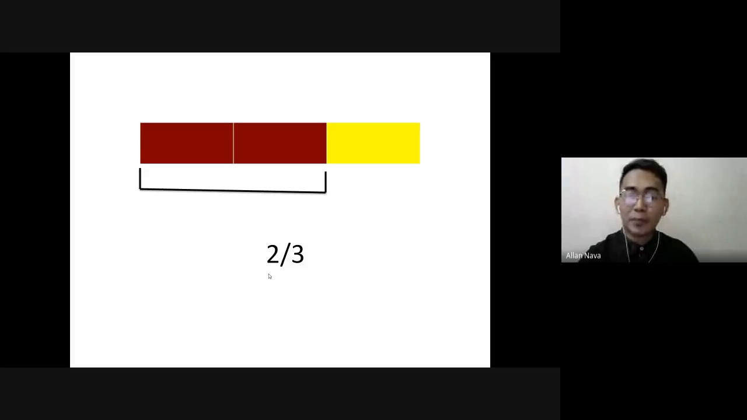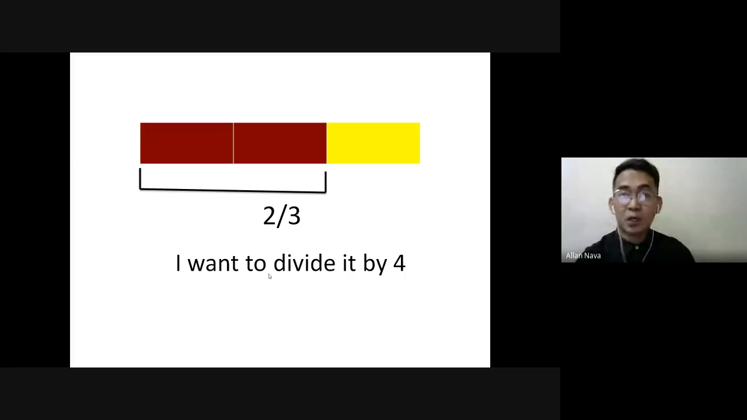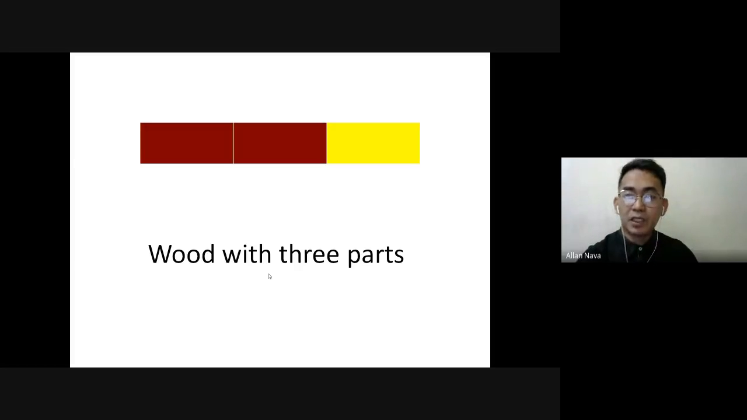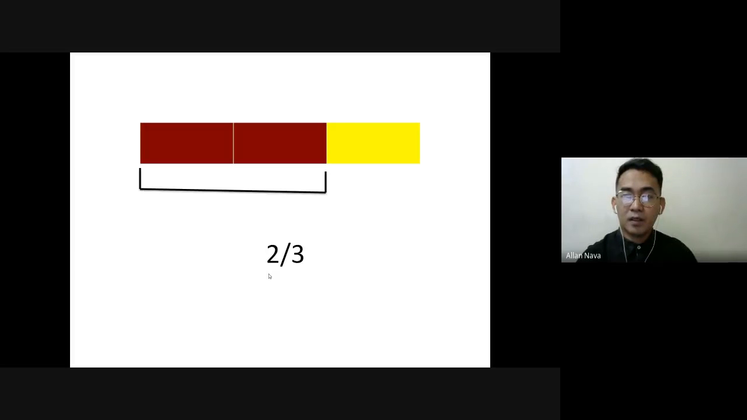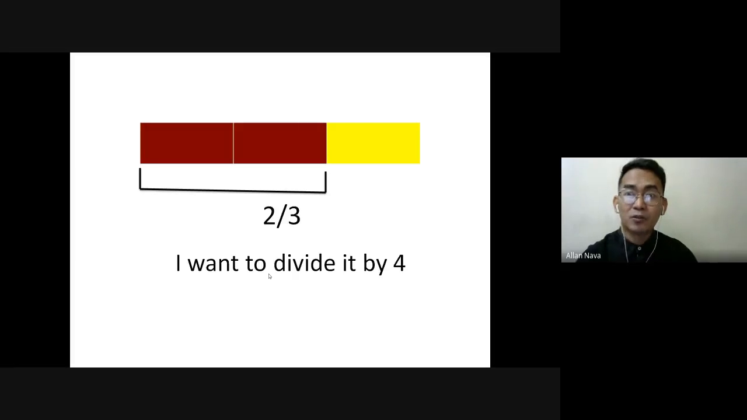Now, for example, you want to divide the brown part, or the two-thirds part of the wood, into 4. How would you do that? Again, you originally have this wood divided into 3 parts, and the brown part is two-thirds. You just want to divide the brown part, the two-thirds part of that wood, into 4.